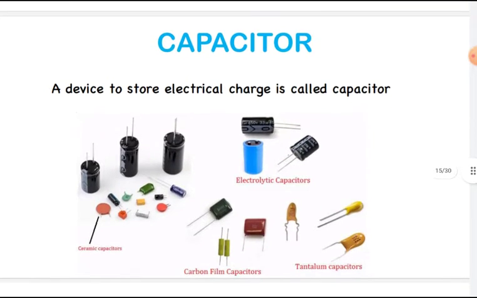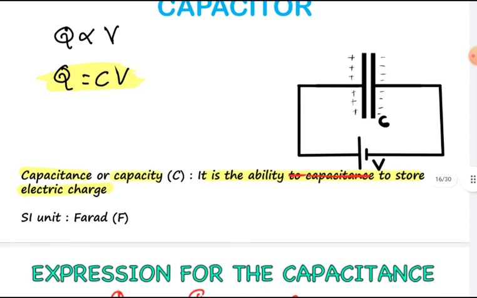The most important topic in this chapter is capacitors. A question paper without capacitor is not possible. So the first topic is: a device used to store electric charge is called a capacitor. Okay, this is a capacitor. See the capacitors. All these devices are used to store the electric charge.